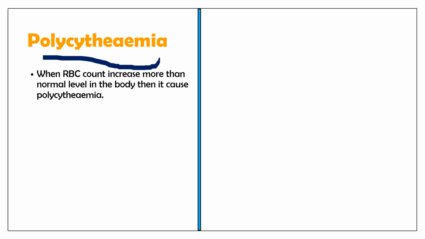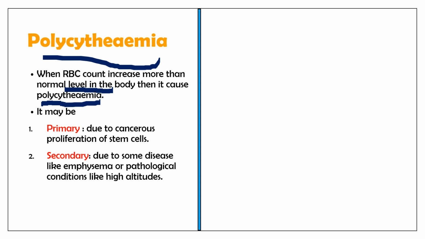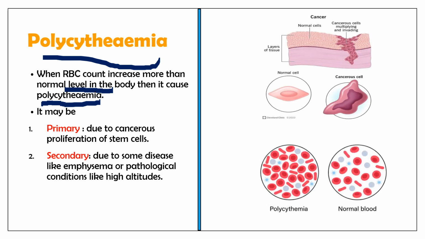So polycythemia is when the RBC count increases more than the normal level in the body, then it leads to the disease called polycythemia. This polycythemia can be primary, and when it is primary, it occurs due to the cancerous proliferation of stem cells. These are some cancer cells like this. And secondary polycythemia occurs due to some other diseases like emphysema, or some physiological conditions like higher altitudes, because the number of RBCs in higher altitudes is increased.